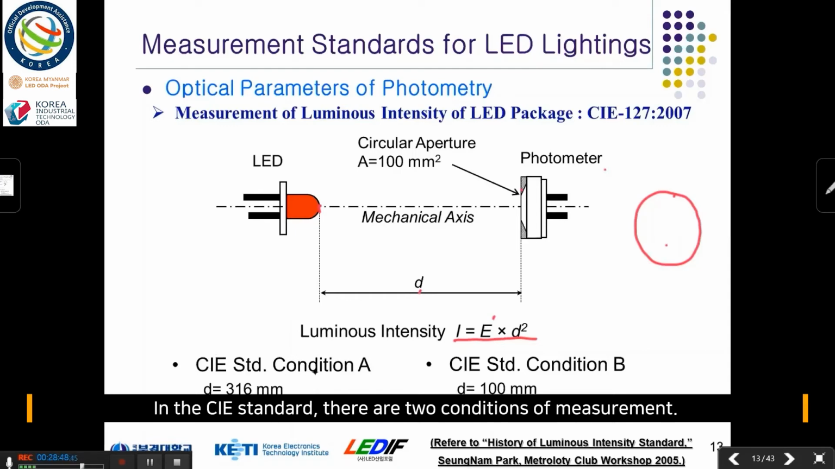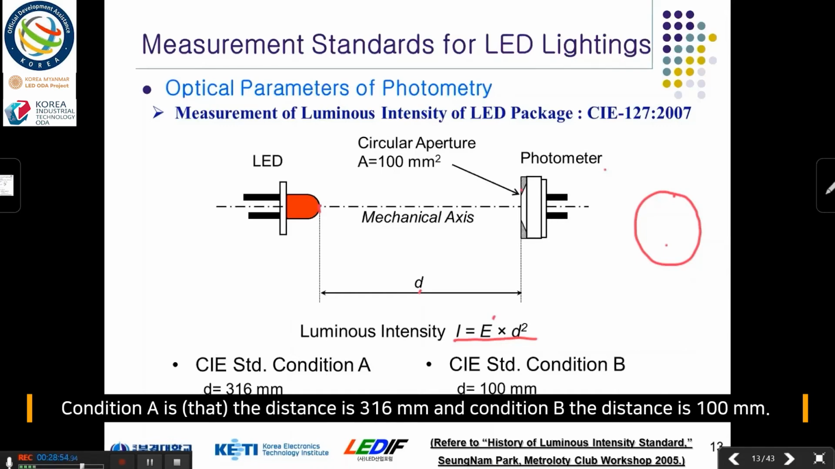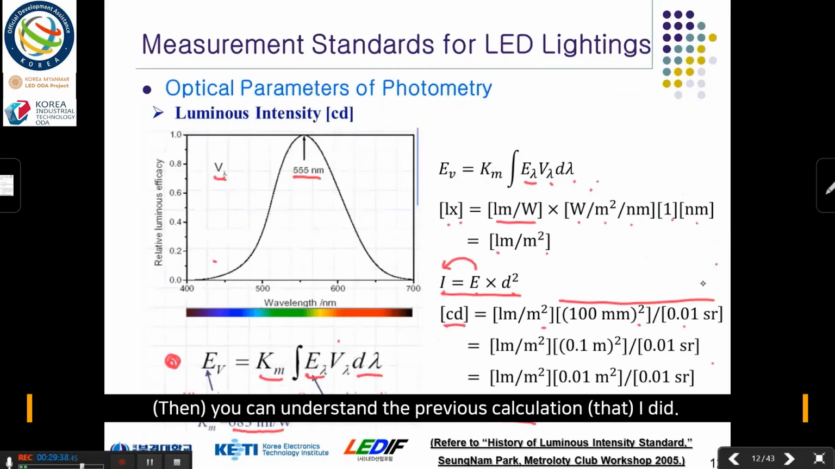In the CIE standard, there are two conditions of measurement. Condition A is where the distance D is 316 millimeter, and condition B, the D is 100 millimeter. In the case of condition B, the unit solid angle steradian will be 0.01 steradian, and for the longest distance, 316 millimeter, the solid angle will be 0.001 steradian. You can understand the previous calculation I did.